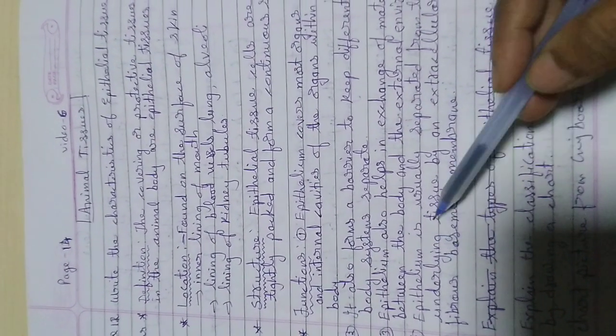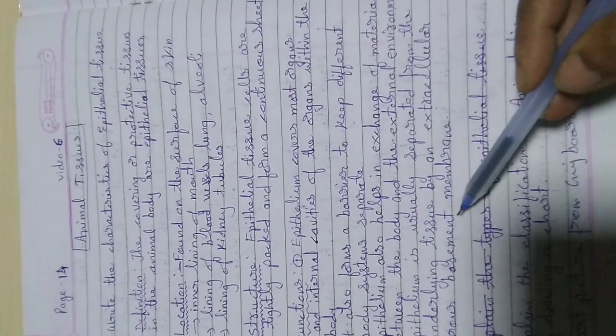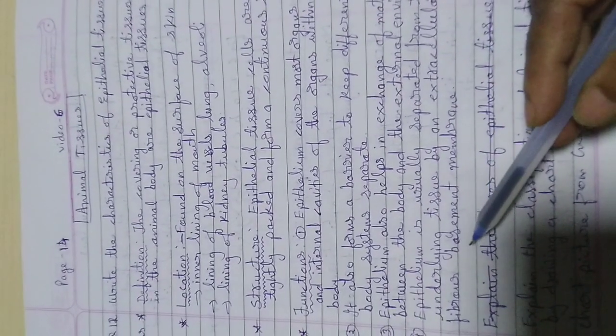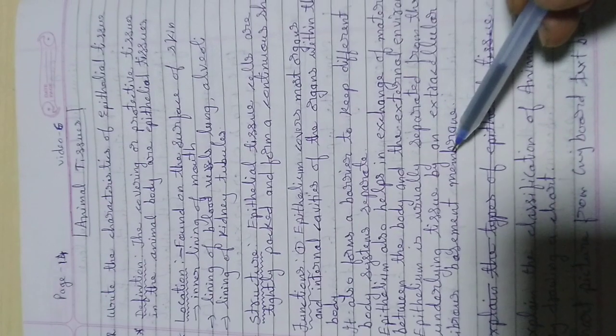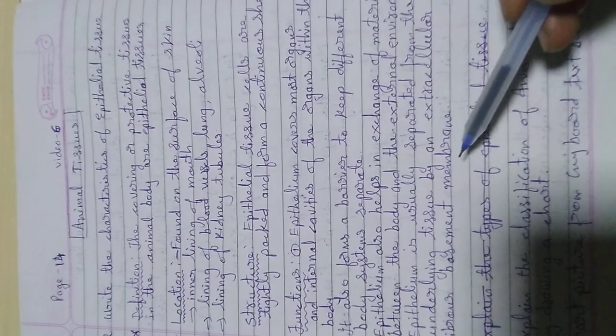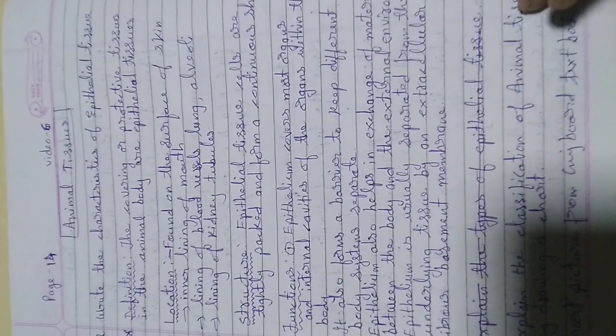An epithelium is usually separated from the underlying tissue by an extracellular fibrous basement membrane. That means epithelial cells have a basement membrane on top of which the epithelial tissue is formed.